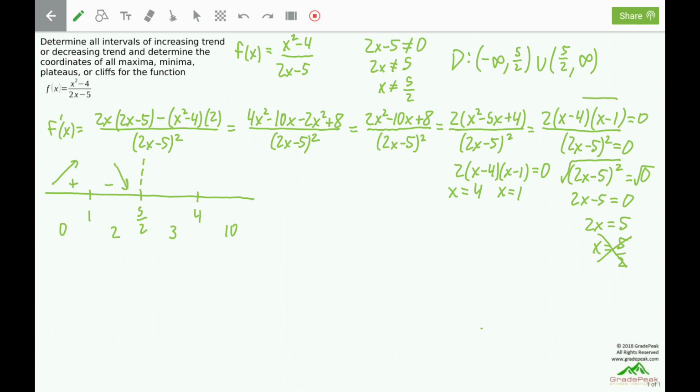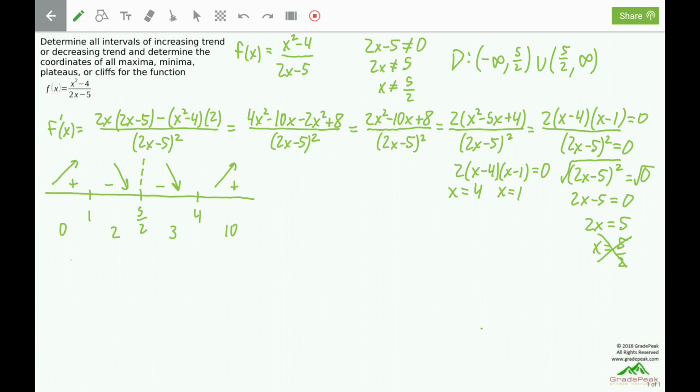Plugging 3 in to the portion of the derivative that matters. 3 minus 4 is negative. 3 minus 1 is positive. Negative times positive is negative, which corresponds to a decreasing trend. And then plugging 10 into the portion of the first derivative that matters. 10 minus 4 is positive. 10 minus 1 is positive. Positive times positive is positive, which corresponds to an increasing trend.